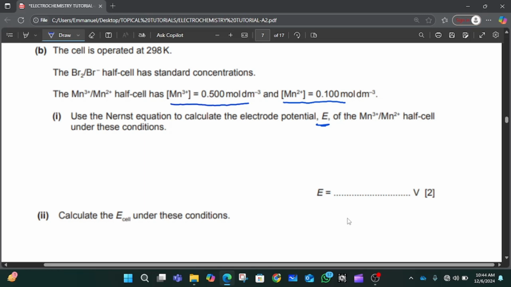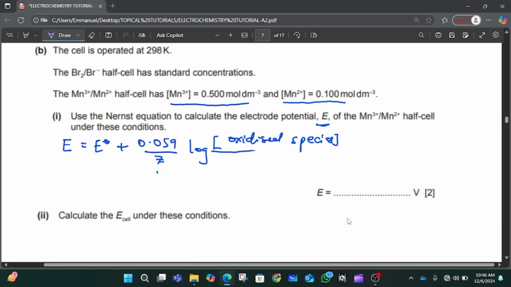So to calculate this, we use the formula. The electrode potential of a non-standard half cell, E, is equal to the electrode potential of the half cell under standard conditions plus 0.059 over Z, where Z is the number of electrons transferred in that half cell, times log of the concentration of oxidized species over the concentration of reduced species.